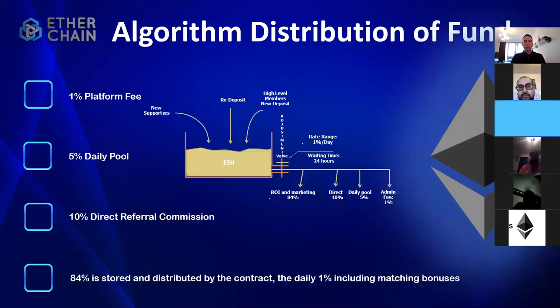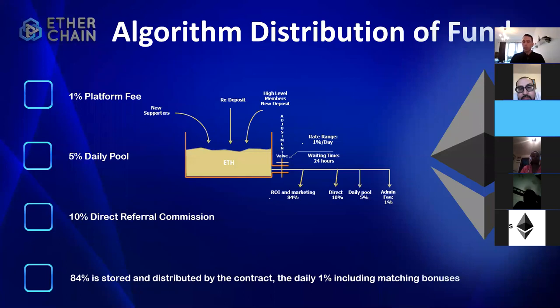Now, looking at the full algorithm distribution of all funds, out of the 100% that goes into EtherChain, there is a 1% that goes away for platform fee, 5% goes away to the daily pool, 10% is being paid instantly as a direct referral commission, while 84%, guys, is stored and distributed by the contract. It goes by the daily 1%, including all matching bonuses.